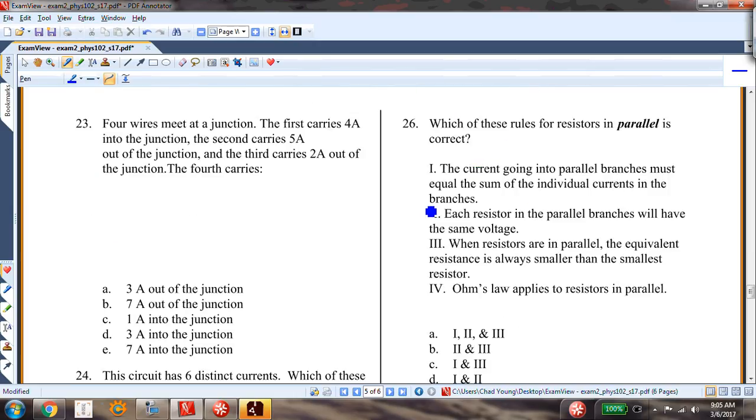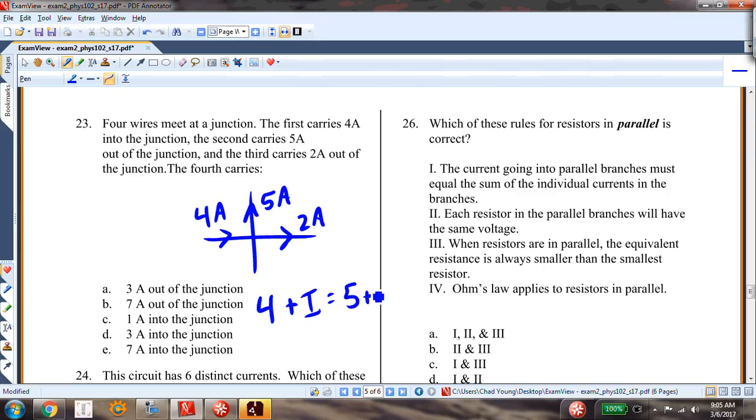4 wires meet at a junction. The first wire carries 4 amps into the junction. The second carries 5 amps out of the junction. Third carries 2 amps out of the junction. And the fourth carries what? Well, let's see, I got 4 plus some unknown current is equal to 5 plus 2. That's just the junction. I know that this current has to go in. All right, so I is 7 minus 4, or 3 amps into the junction.